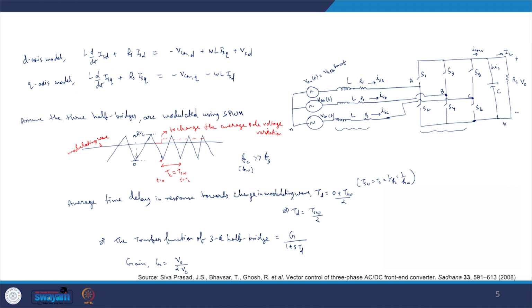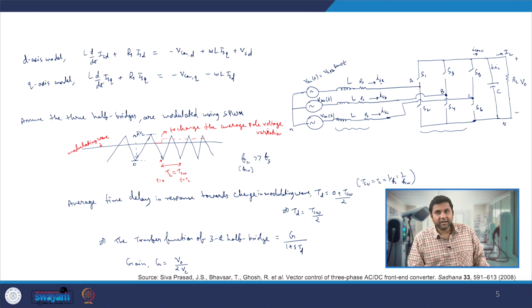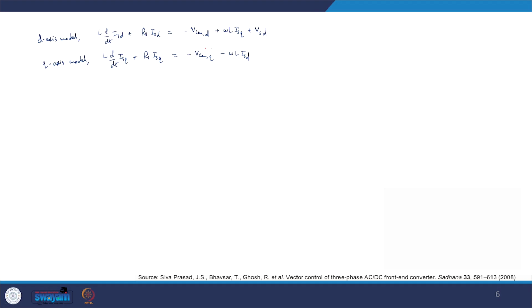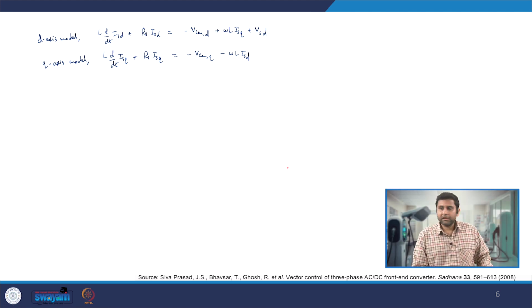Whenever there is a change in the modulating wave, there will be a change in the current, because this side voltage is constant and this side voltage is varying, and thus the change in three phase currents will also reflect changes in ISD and ISQ currents, whose dynamics can be obtained by D and Q axis models. Now let us define the D and Q axis model in the frequency domain, and then we can obtain the closed loop control block diagram. If you look very carefully, our DQ axis model has been represented in the time domain.